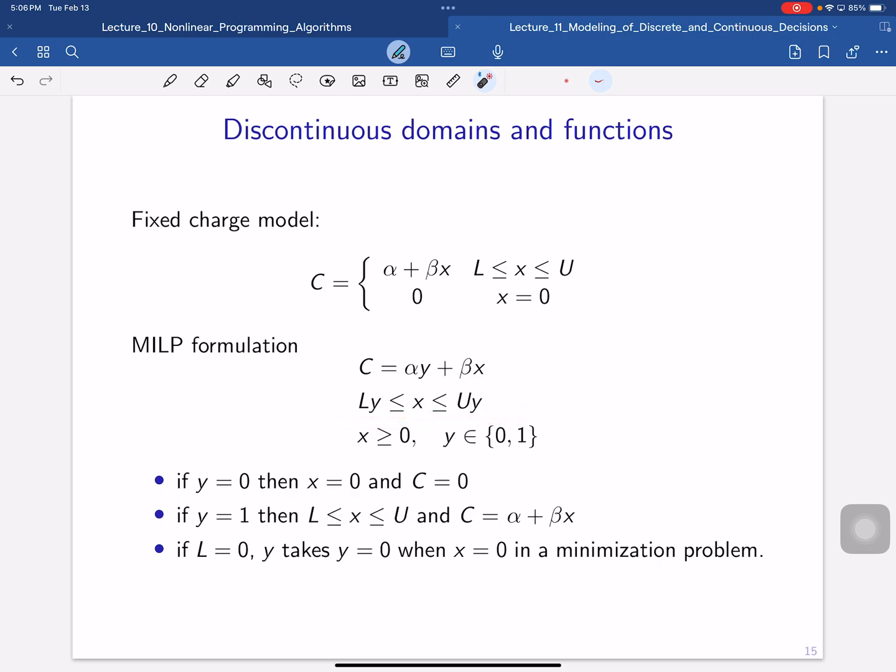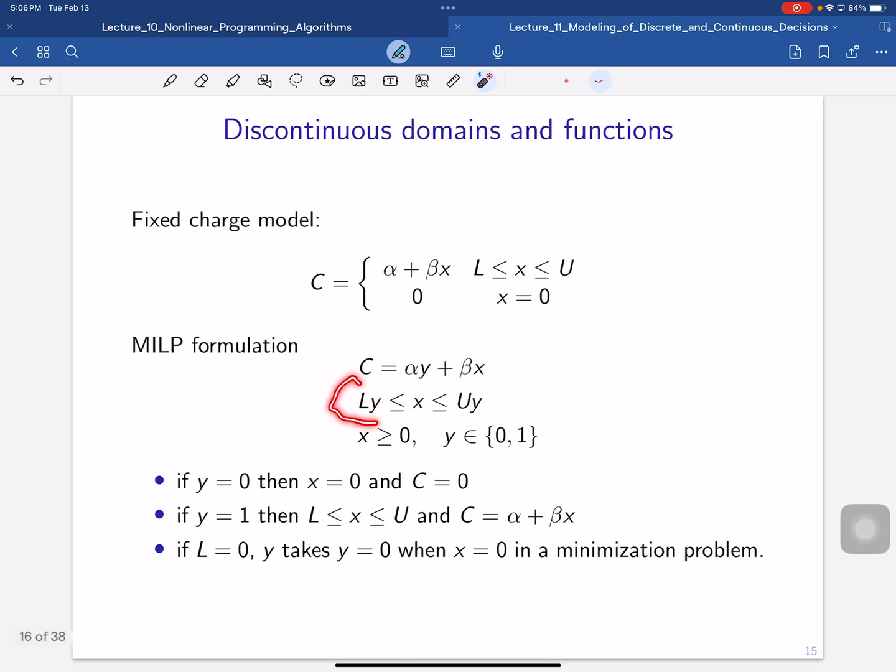Isn't C supposed to be alpha plus beta x multiplied by y? Say that again? Isn't C alpha y plus beta x y, or is it just alpha only that y is multiplied by? Oh yeah, that's a good point, because you are asking, do you need to multiply x by y here? The main reason is that you don't want to have nonlinearity here, right? If you have x multiplied by y, then again you have a non-convex relaxation, right? So this non-convexity is avoided.